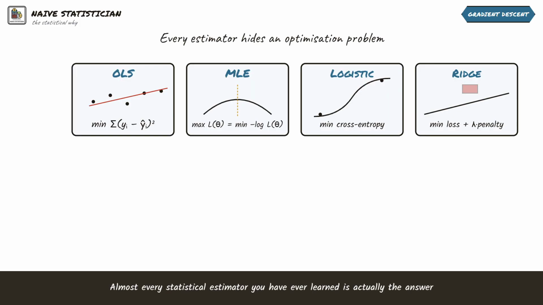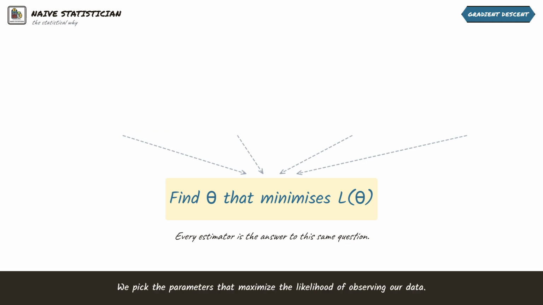Let us start with something you might not have noticed. Almost every statistical estimator you have ever learned is actually the answer to an optimization problem. Take ordinary least squares. Fitting a line through scattered data, we pick the slope and intercept that minimize the sum of squared errors. That is optimization. Take maximum likelihood estimation. We pick the parameters that maximize the likelihood of observing our data. Maximizing is the same as minimizing the negative. So MLE is also optimization.